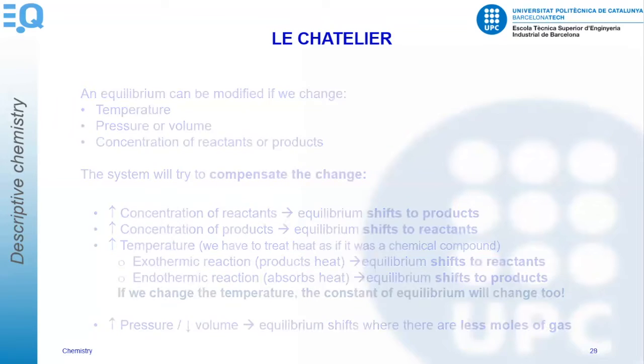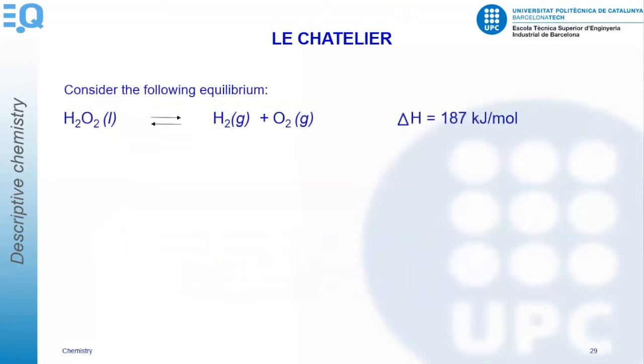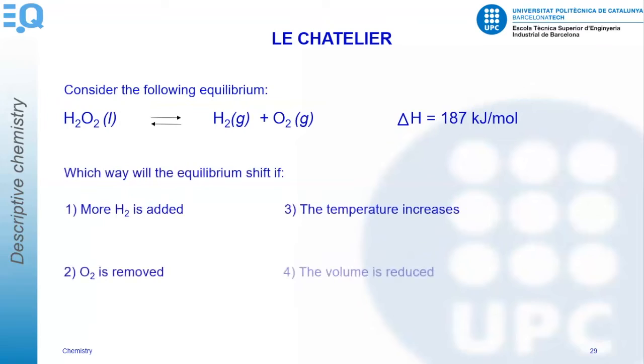Now let's consider the following equilibrium as an example. We have hydrogen peroxide, which gives us hydrogen and oxygen in equilibrium, and the reaction is endothermic because it needs energy to produce. Now, think about what will happen in each one of the following cases.